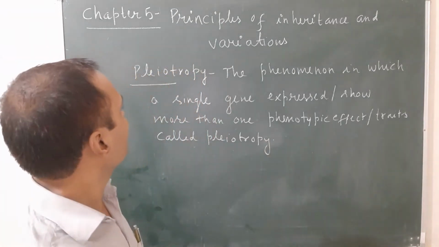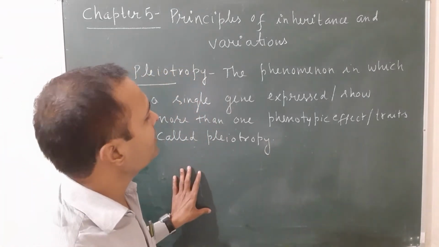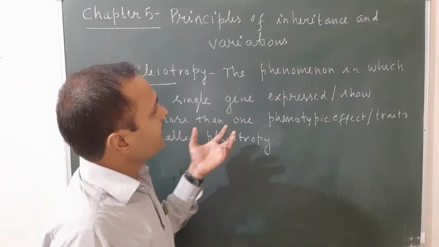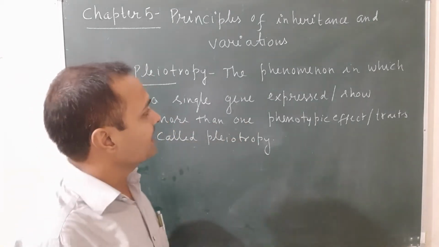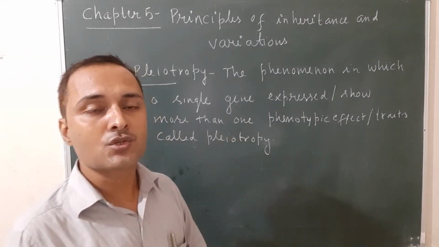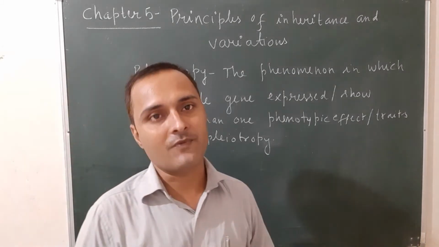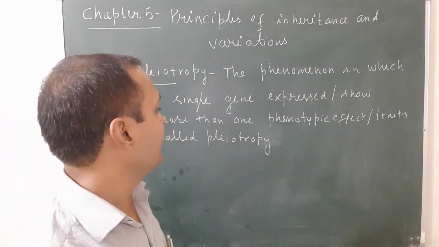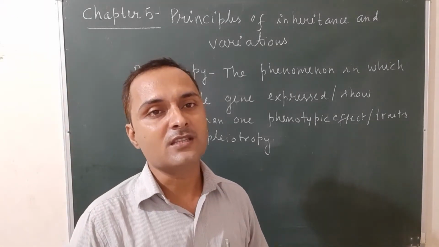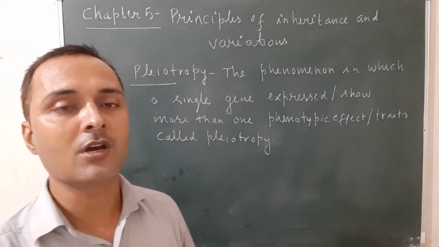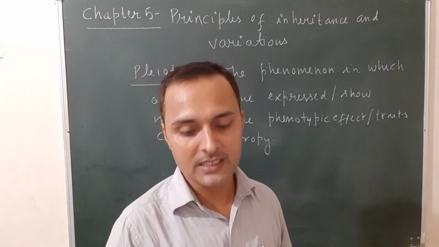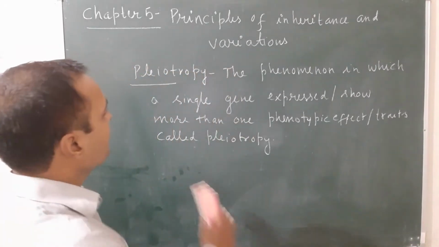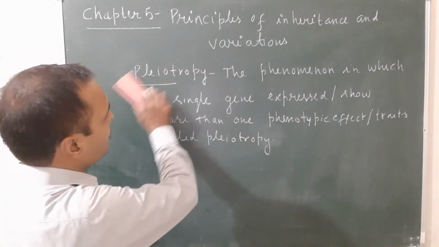Once again, what is pleiotropy? The phenomenon in which a single gene expresses more than one phenotypic effect, or you can say characters or traits, is known as pleiotropy, and the gene that is responsible for this phenomenon is known as pleiotropic gene. Let us see the example that is given in your NCERT book.